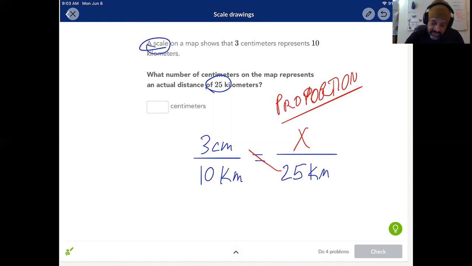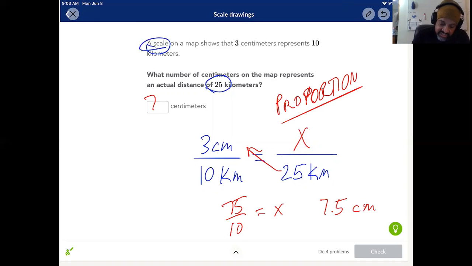Now, all you have to do is cross multiply. 3 times 25, 3/4 is 75 cents. So it's going to be 75 over 10. So X is going to be 7.5 centimeters. So that's what you're going to put in here. That's how you would answer.